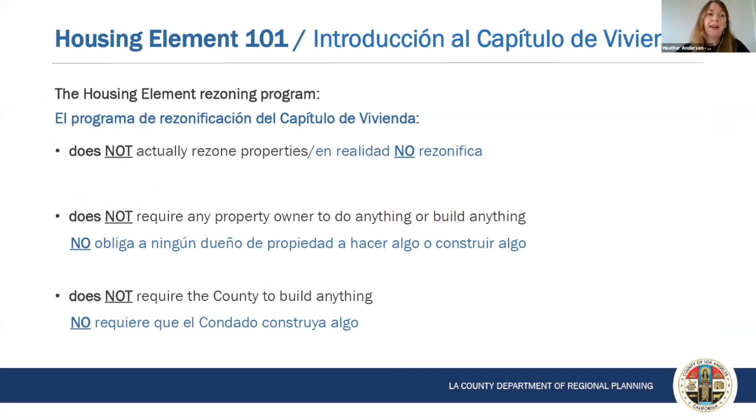It's important to note that the housing element rezoning program does not actually rezone properties now. It identifies sites that, if they were rezoned, would meet the state criteria for showing that our housing need could be met. The actual rezoning would take place through future planning efforts and is required to be done within 3 years, so by 2024. The rezoning program does not require that any property owner do anything or build anything, or that the county build anything.